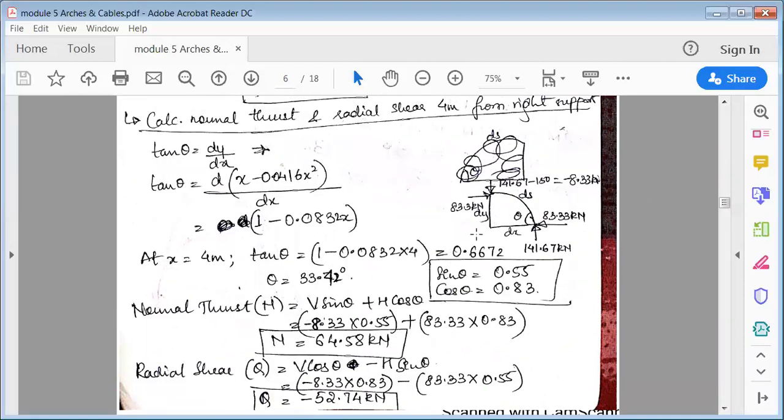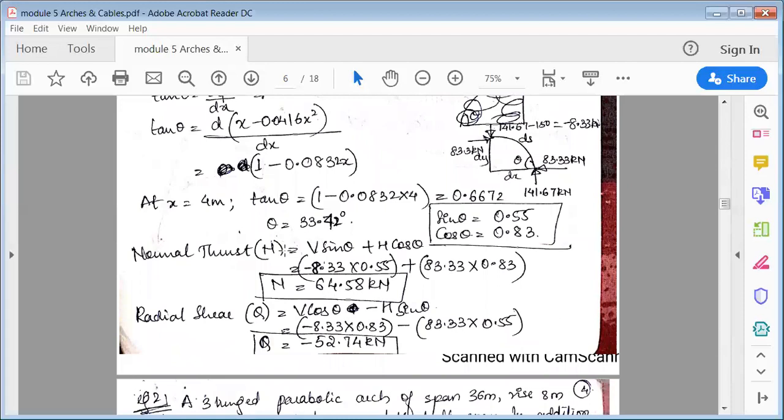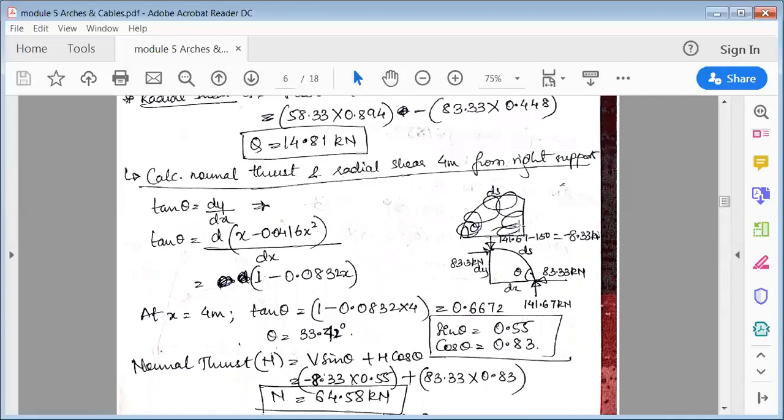You have to check that carefully, and then again use the same formula, V sine theta plus H cos theta. So V would now be minus 8.33 followed by sine theta, and H would be the same, 83.33. You'll get the normal thrust, and again the same for radial shear. The only different thing is you have to be careful with this load here.